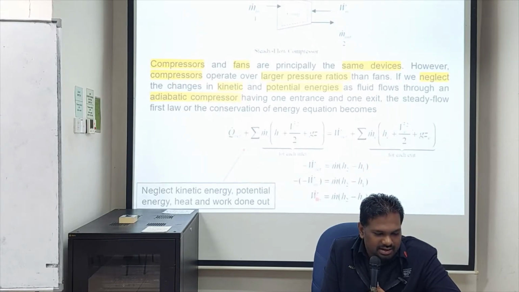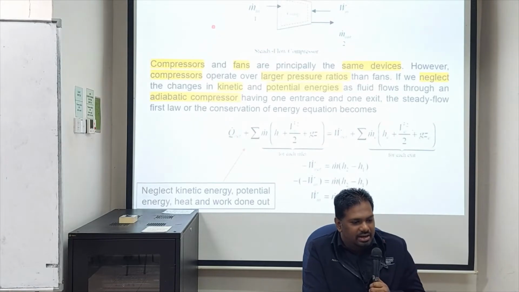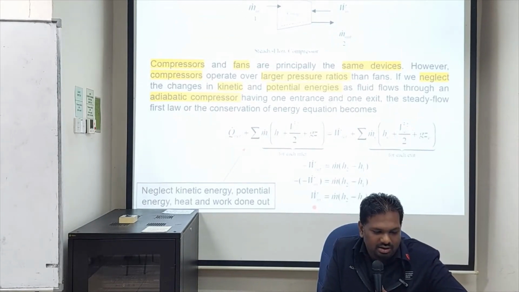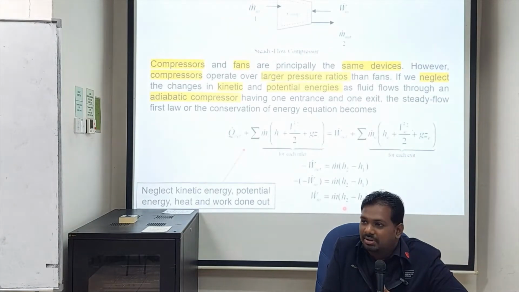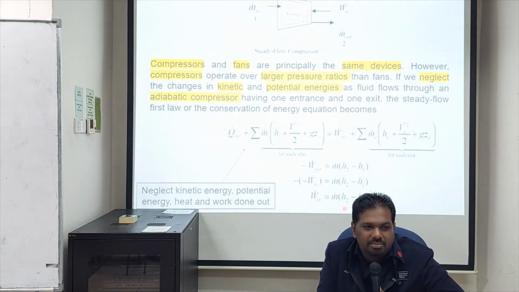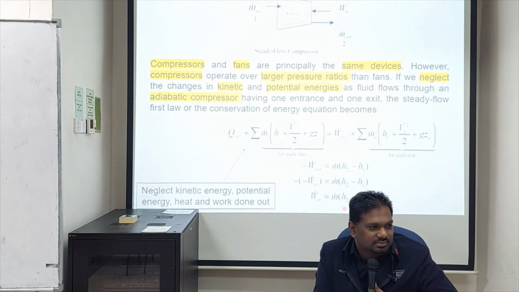So you ringkaskan at the end. Ini adalah formula untuk compressor and fan. So W in equals to M (H2 minus H1). H2 minus H1 ni apa? What is H2 minus H1? H ni apa? Ingat lagi?